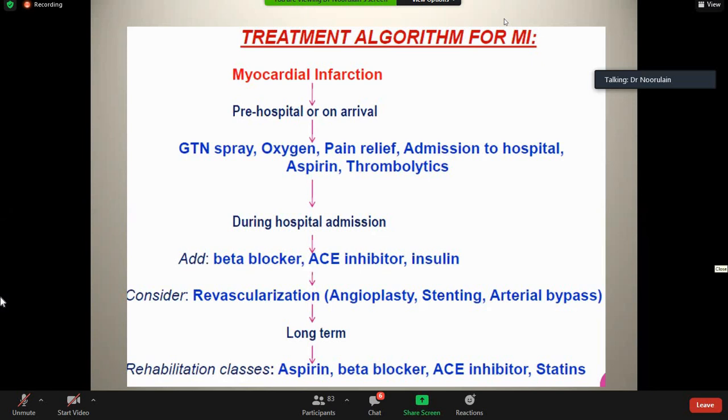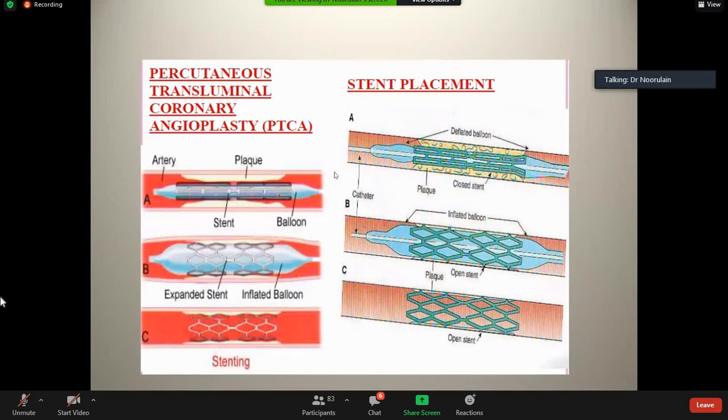Glyceryl trinitrate spray can be used in our setup. We can give the GTN tablet, glyceryl trinitrate tablets. Okay, this is the picture showing the percutaneous angioplasty. This is the artery, this is the blockage, and you put the stent and inflate the balloon and remove the balloon, and this is the flattening of the plaque in the artery.